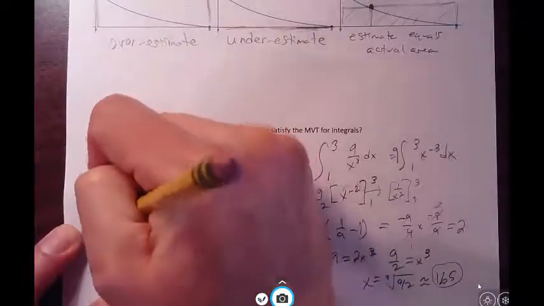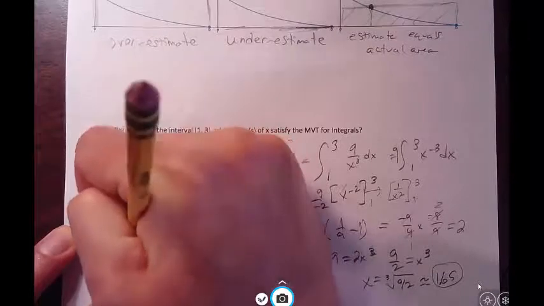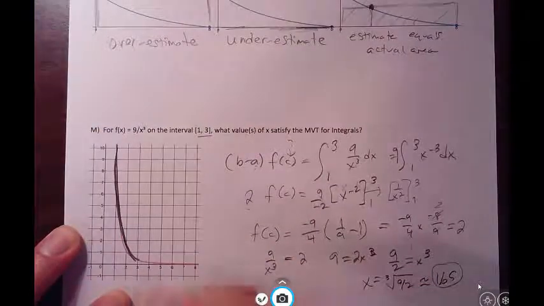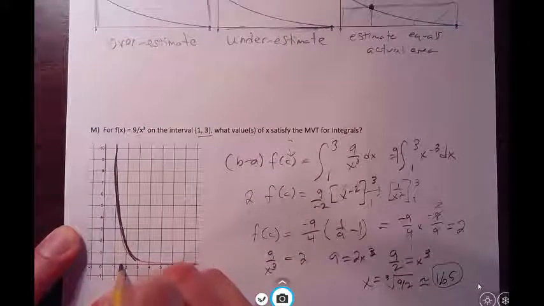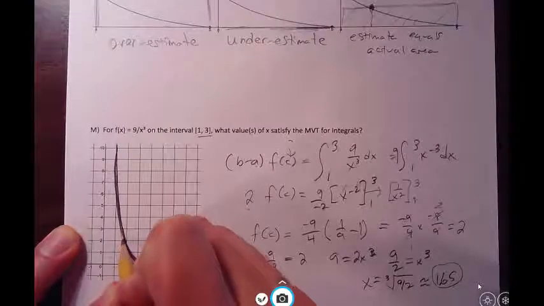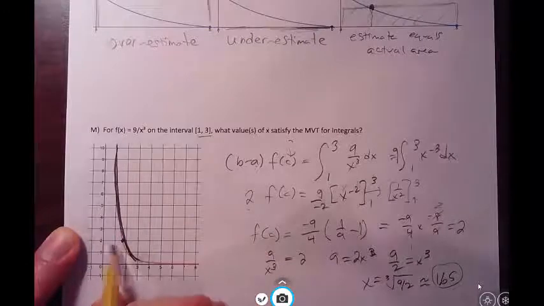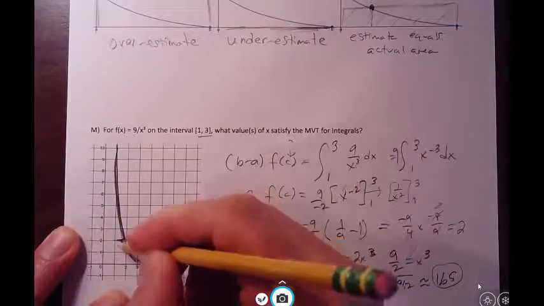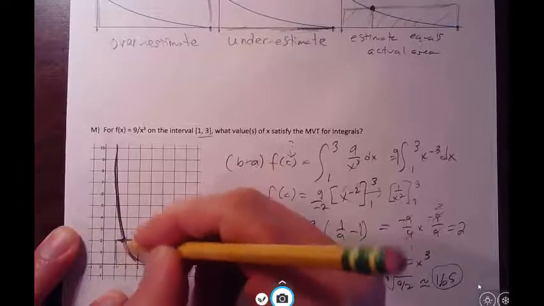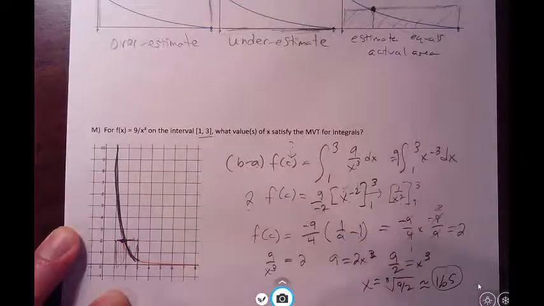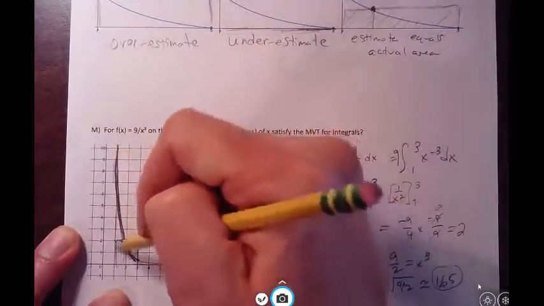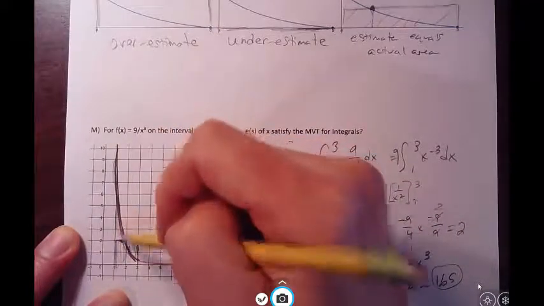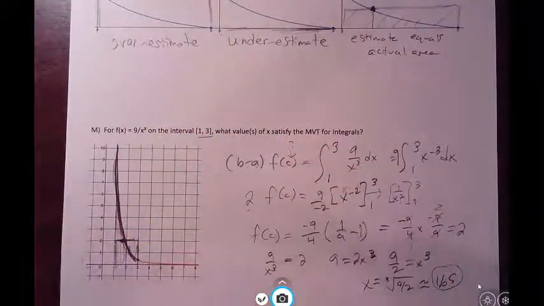Here is the interval that I care about. They're saying at 1.65, comma 2, that's the point where I could draw my rectangle in, and the area of this rectangle would equal the area underneath this curve in total on the interval 1 to 3.